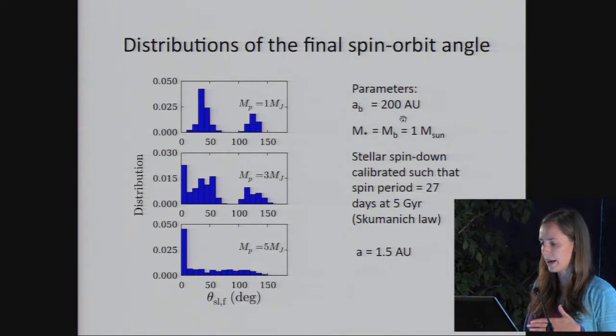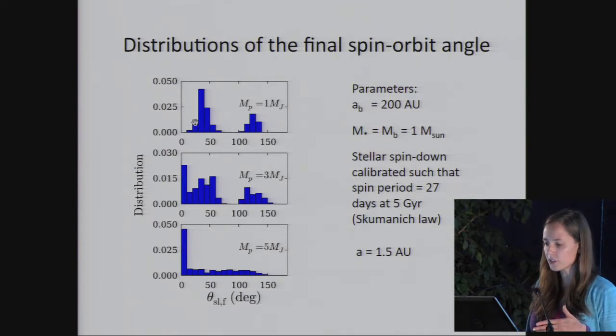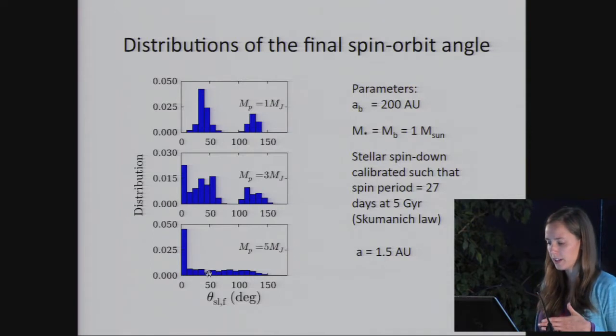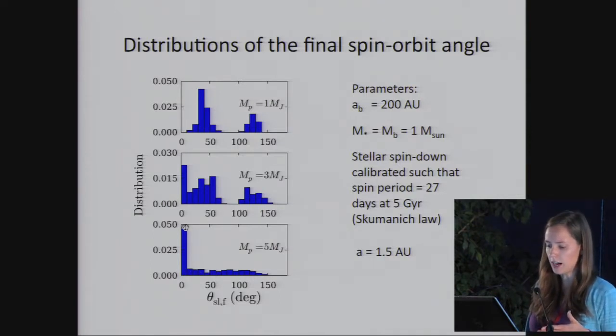So I'm setting the binary separation to be a constant 200 AU, solar type stars, stellar spin down using the Skumanich law calibrated to be similar to the sun, and a semi-major axis of 1.5 AU. You can see this interesting bimodality for lower mass planets, which gradually starts to go away when you increase the planet mass. And then finally, for a planet mass of 5 Jupiters, nearly all of the systems are aligned with just a few others that are significantly misaligned.